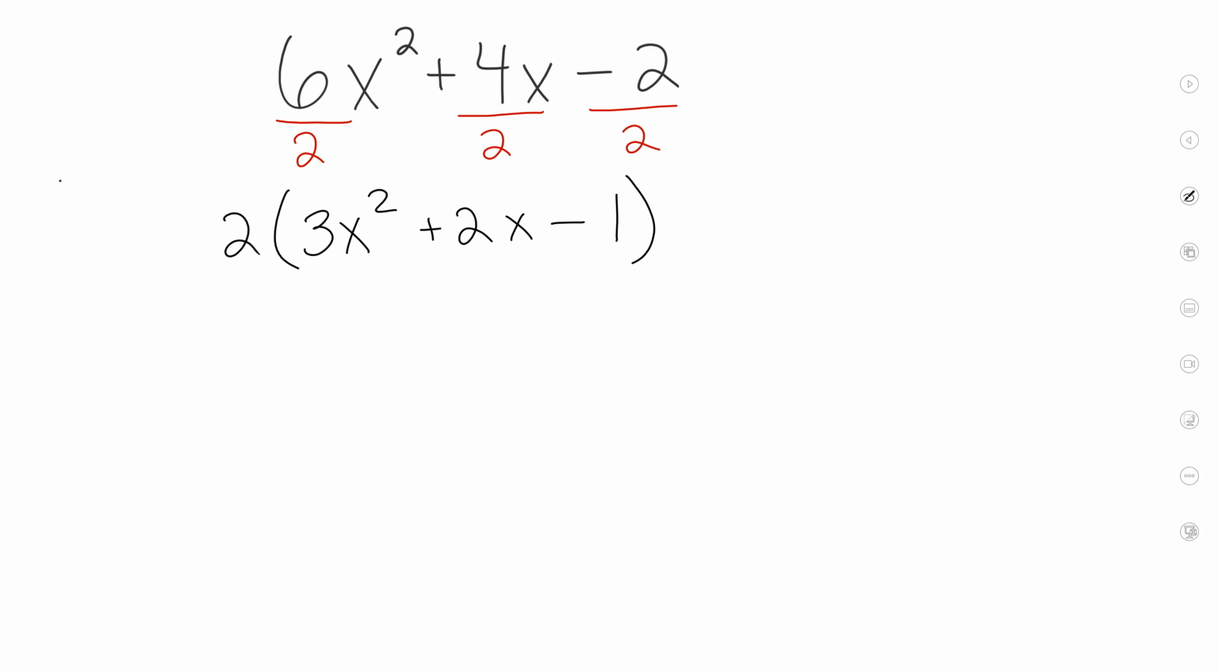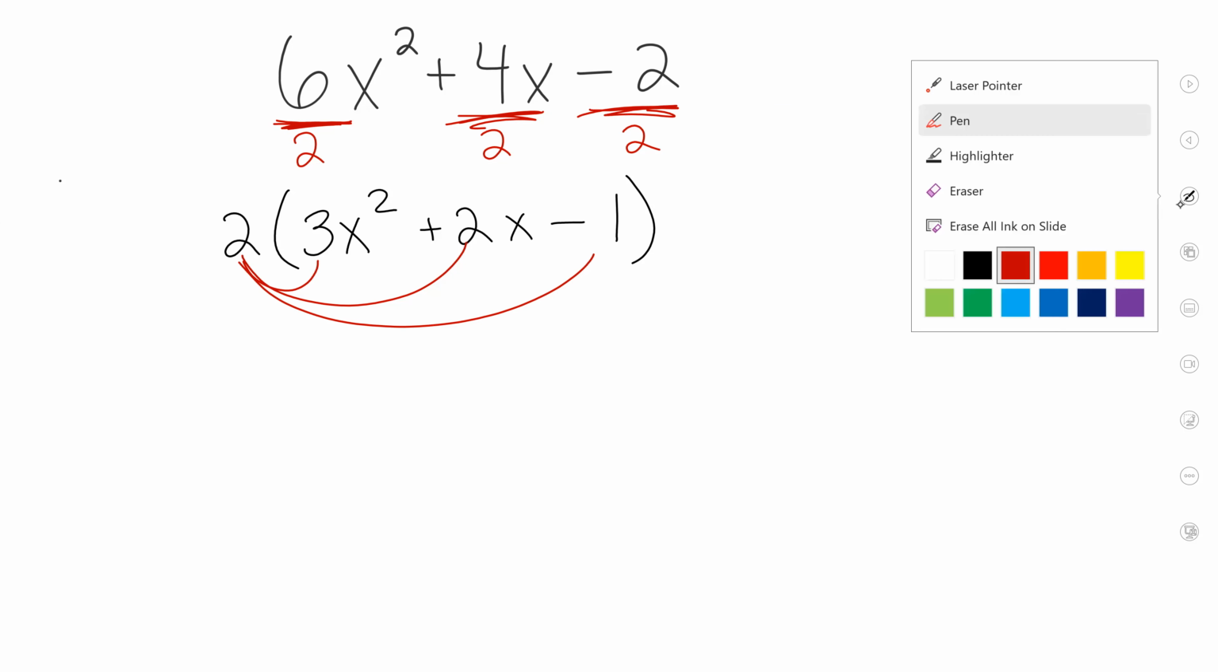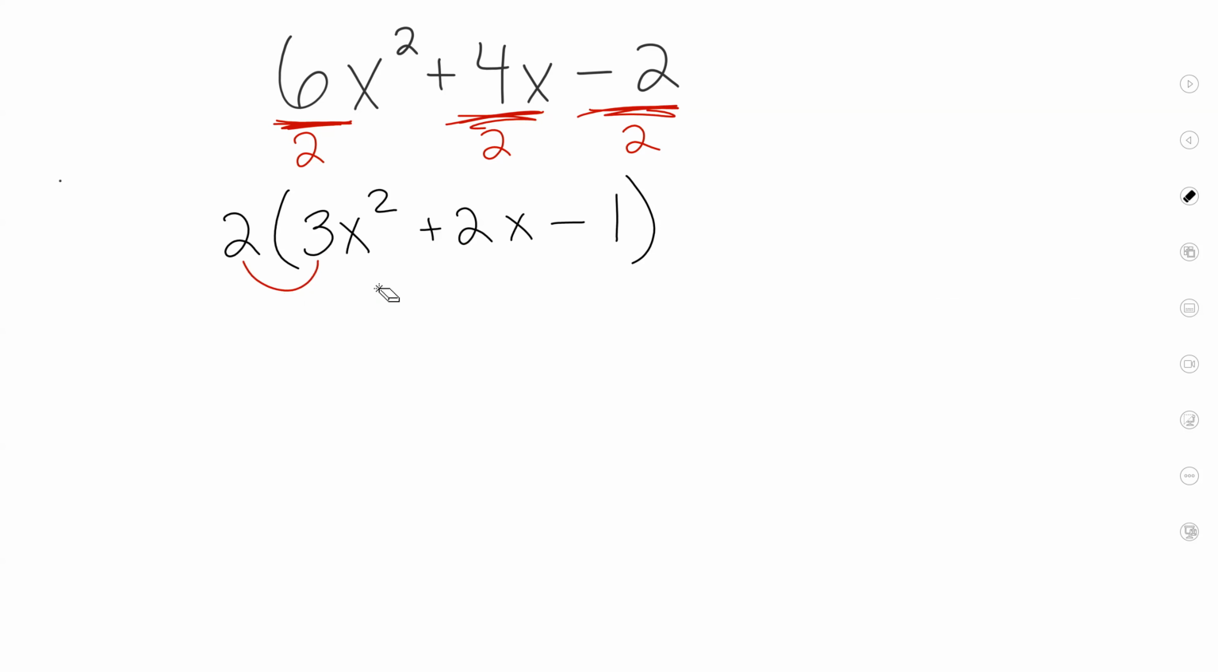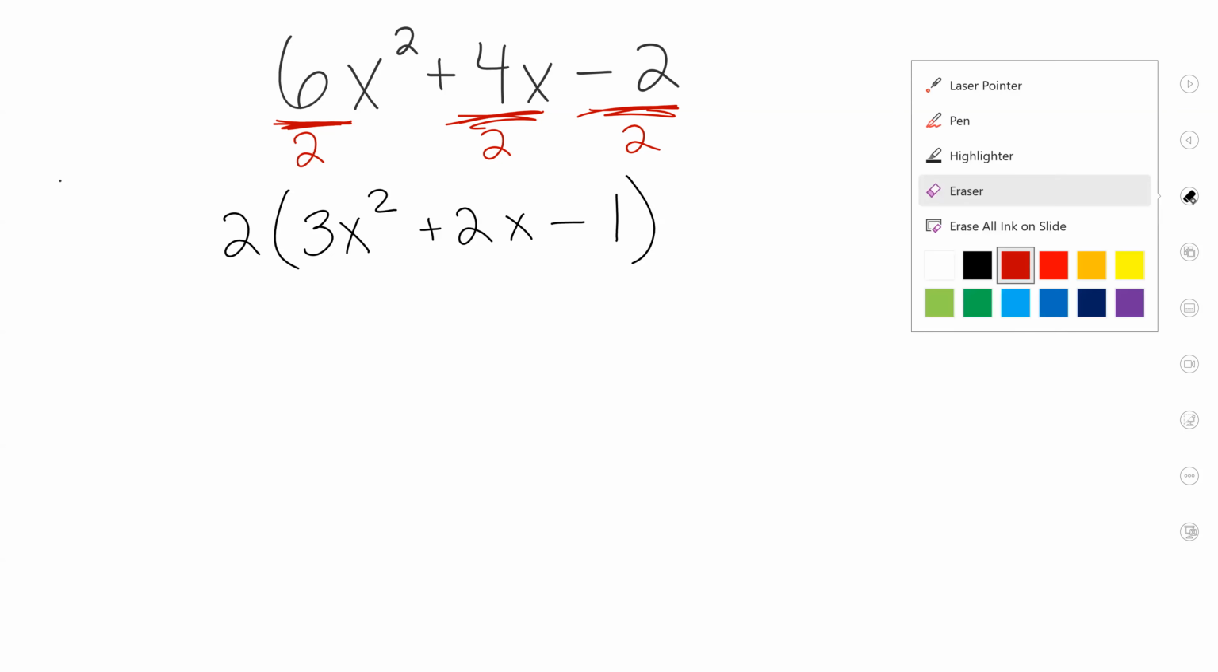The reason why we put a 2 on the outside is because we want to be able to get back what we started with. 2 times 3 will give you the 6. 2 times 2 will give you back the 4. 2 times negative 1 will give you back negative 2. Okay? So we didn't really change the value. We just changed what it looks like. Okay, so now that this is simplified, let's go ahead and continue.